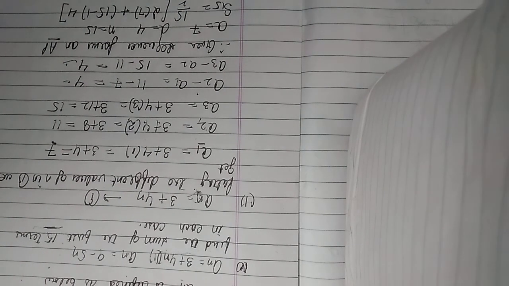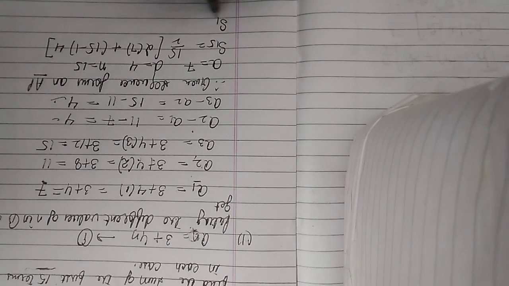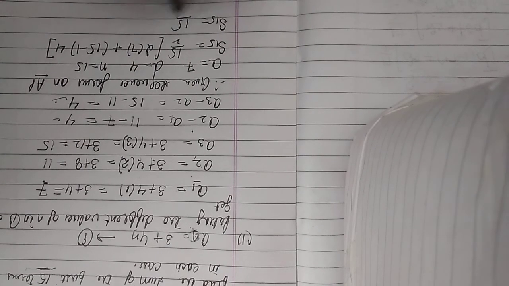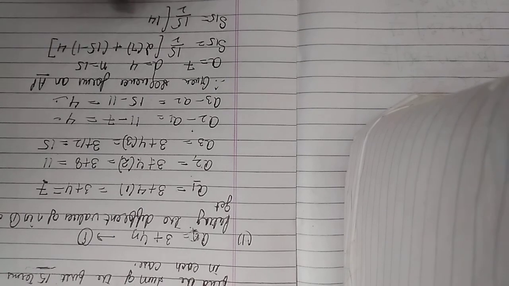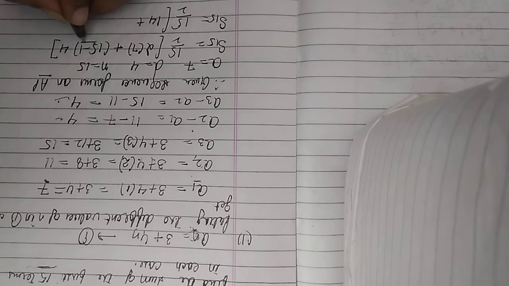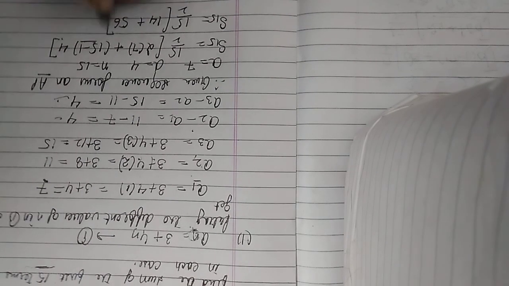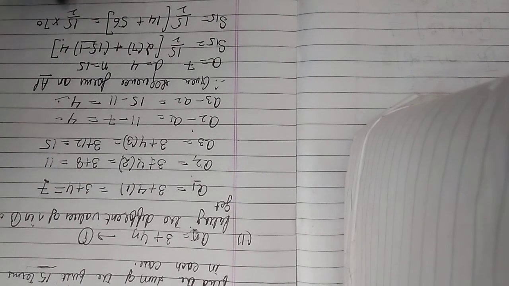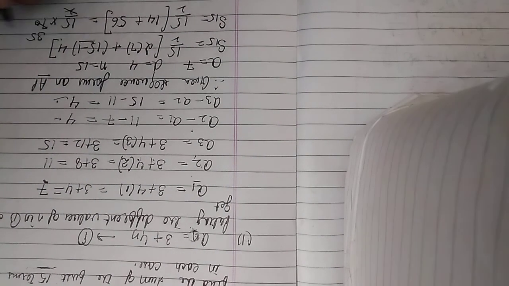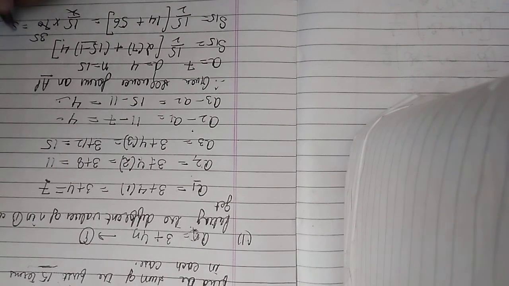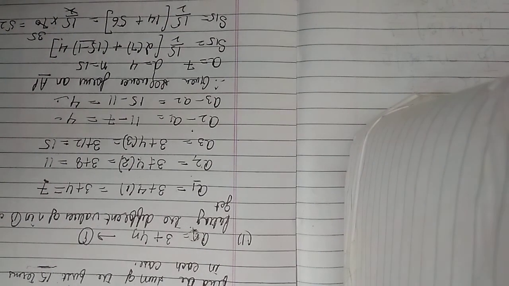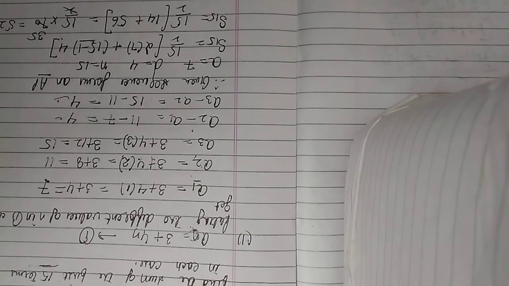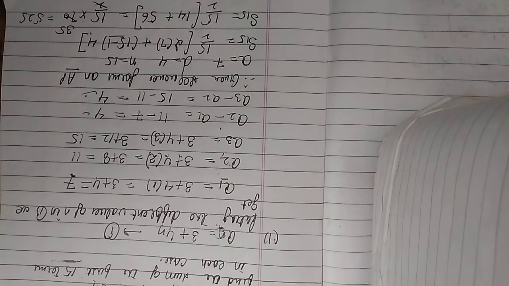So S15 equals 15 by 2 into 14 plus 14 into 4, that is 56. So 15 by 2 into 70, that is 35. Multiply these numbers, our answer is 525. So the sum of first 15 terms is 525.